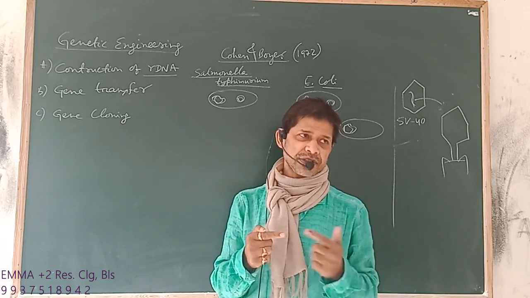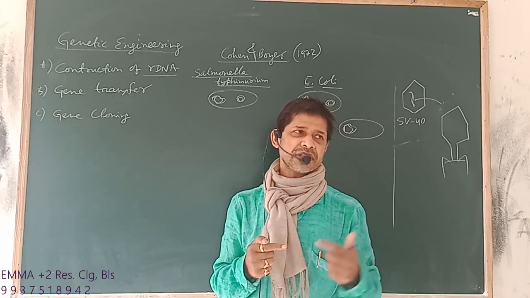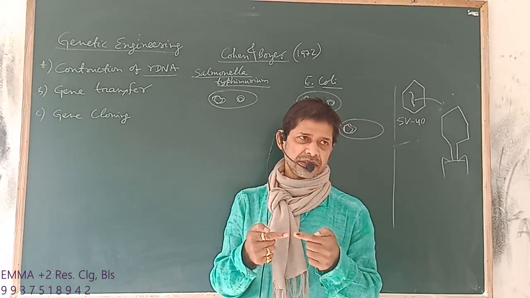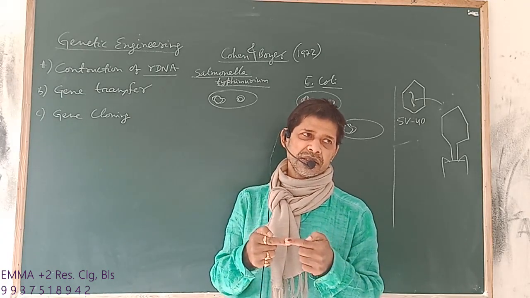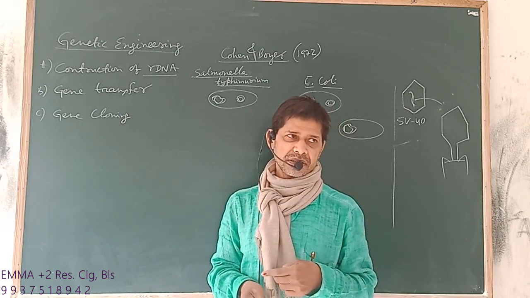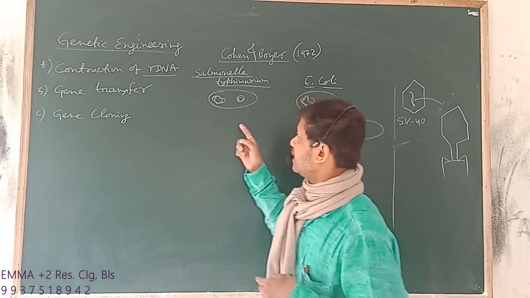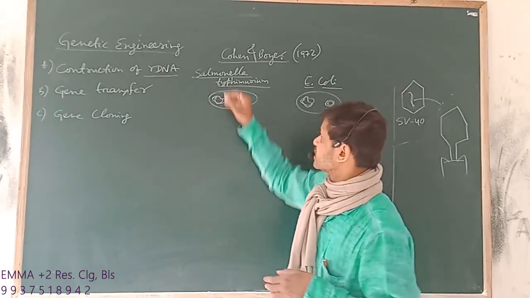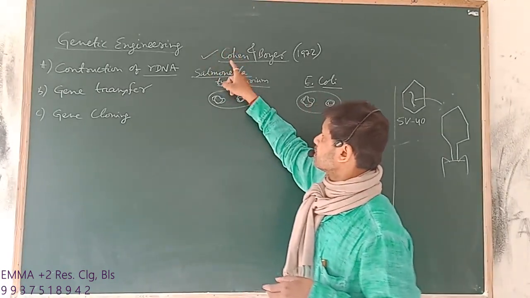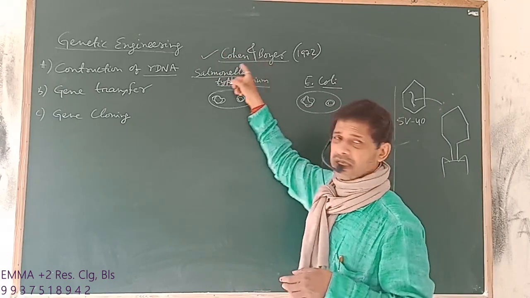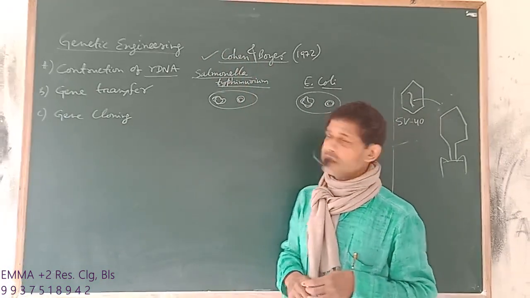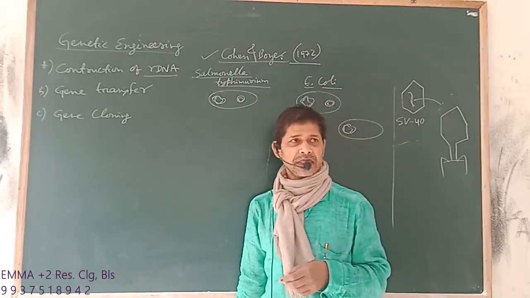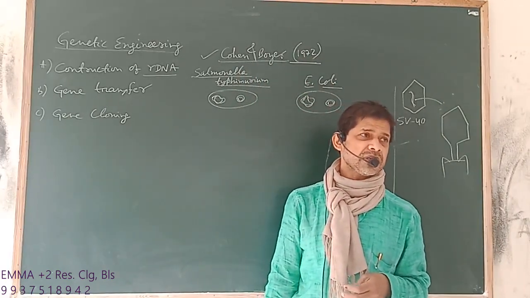DNA from two different sources. For example, one human gene and another bacterial DNA ligated, so that is a recombinant DNA. Now the question arises, who first constructed recombinant DNA? This is your answer: Herbert Boyer and Stanley Cohen. In the year 1972, they first constructed recombinant DNA.